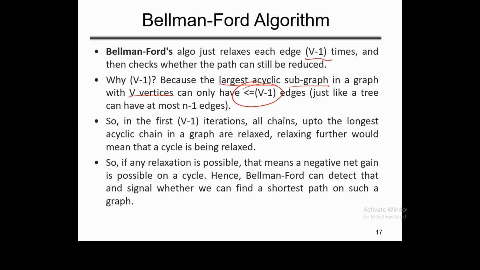So in the first mod of v minus 1 iterations, all chains up to the longest acyclic chain in a graph are relaxed, and after that, if there is a possibility for relaxation, then relaxing further would mean that a cycle is being relaxed. मीन्स अगर हमने mod of v minus 1 time भी रिलैक्स कर दिया और उसके बाद भी रिलैक्सेशन हो रहा है, it means there is a cycle. So if any relaxation is possible, that means a negative net gain is possible on a cycle. So hence the Bellman-Ford can detect that and signal whether we can find a shortest path on such a graph.